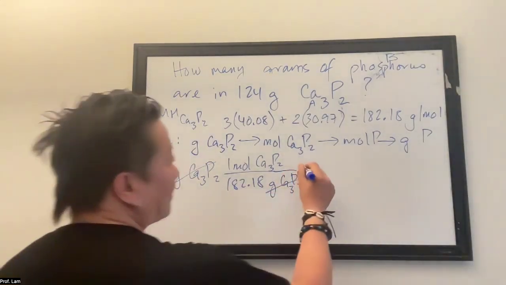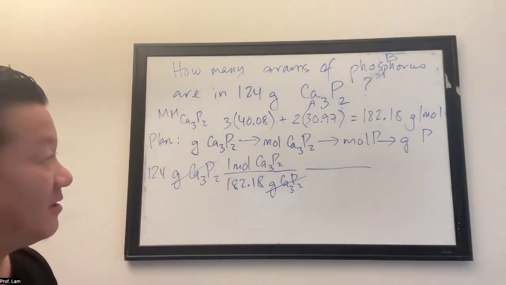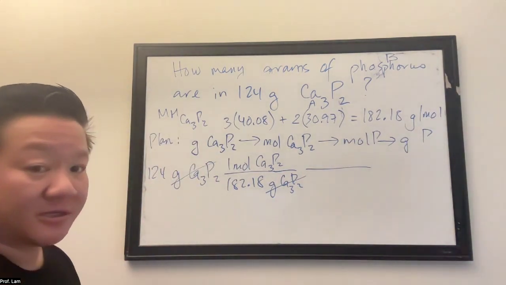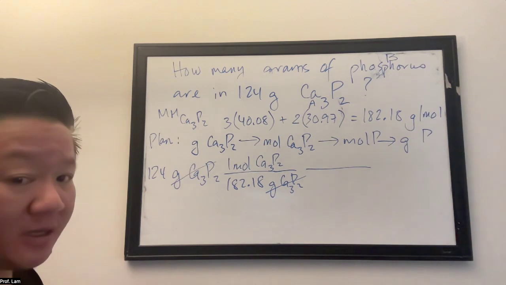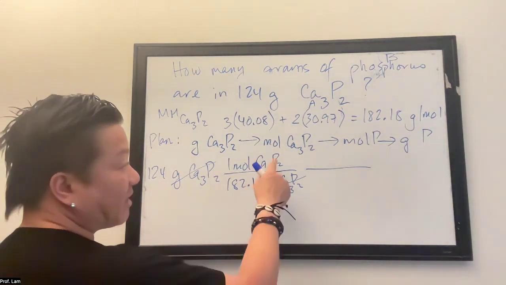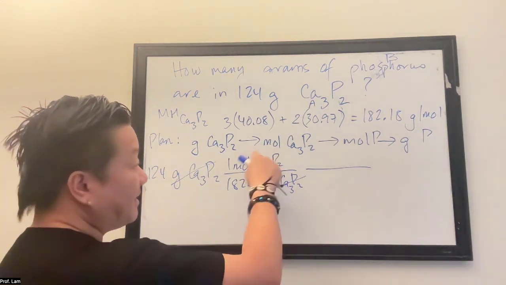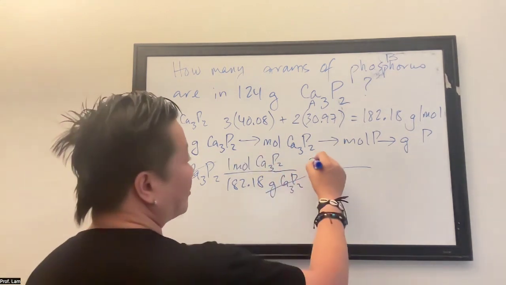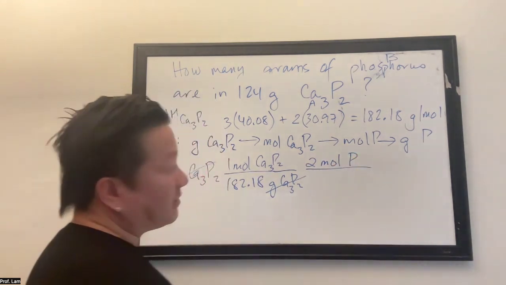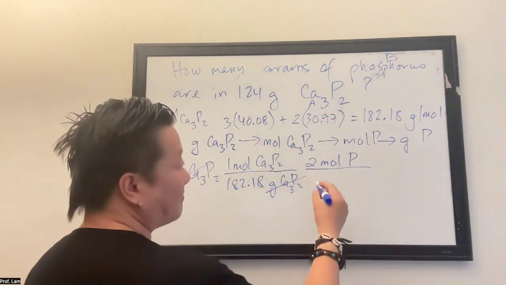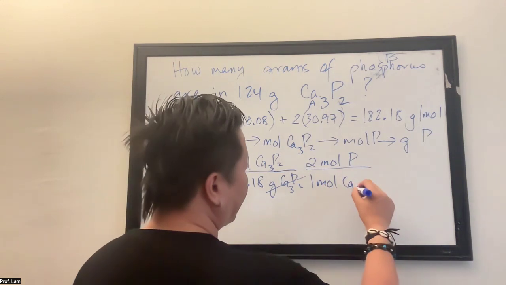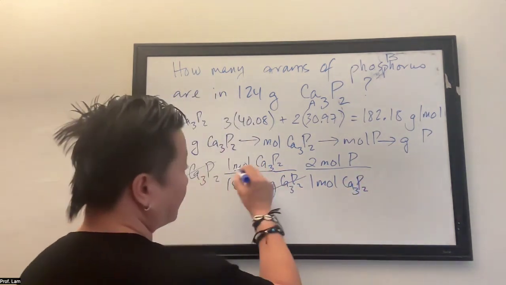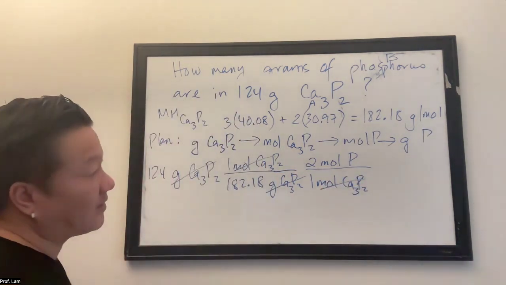Then we get to moles of phosphorus. We need to do that next. So remember, how do you get from mole A to mole B? A mole-to-mole ratio, and you're just counting the number of phosphorus in calcium phosphide. How many phosphorus are there? 2. So we have 2 moles of P on top, and 1 mole of Ca3P2 on the bottom, because that's what you want to cancel.